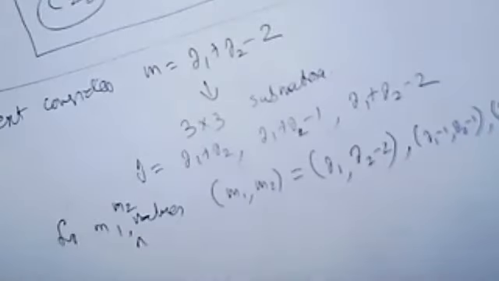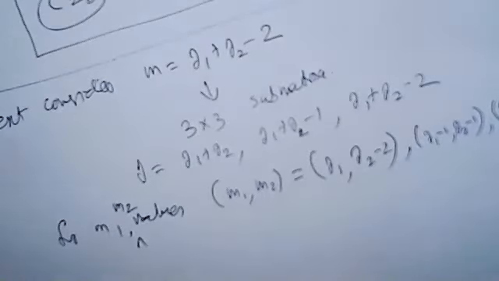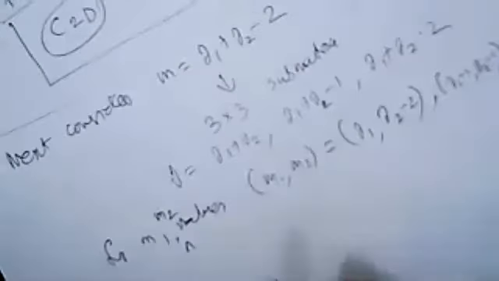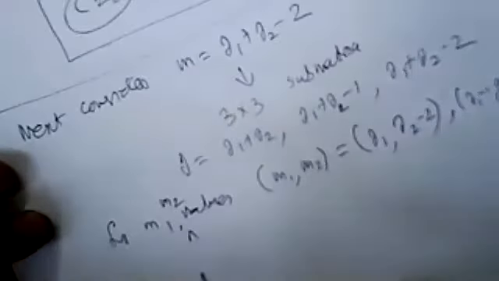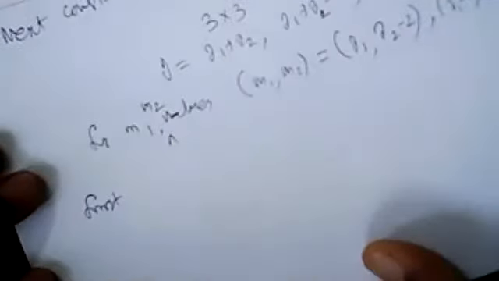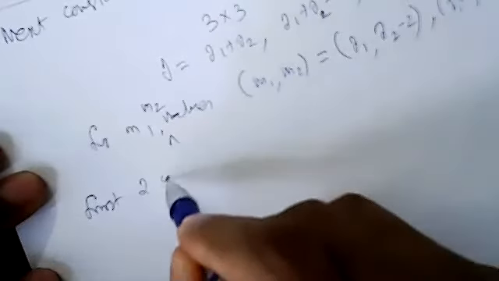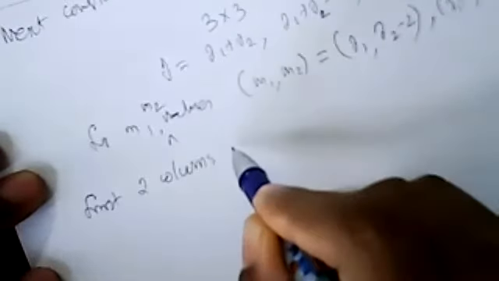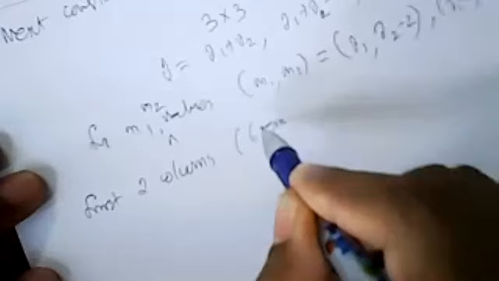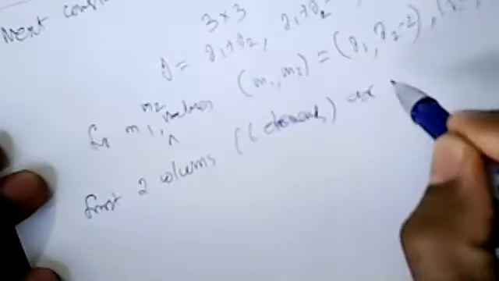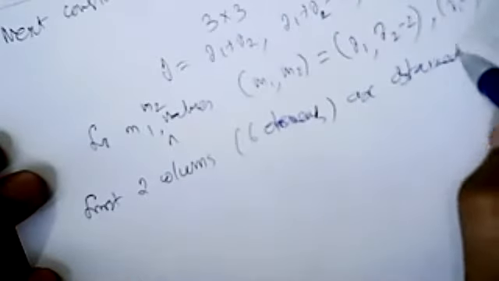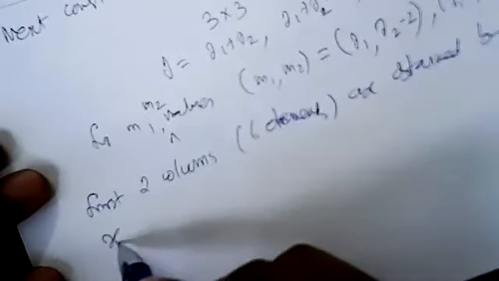Here also, the first 2 columns or 6 elements you can calculate by using the recurrence relation. I am not doing it, I am just saying how you can proceed. The first 2 columns or 6 elements are obtained by recurrence relation.